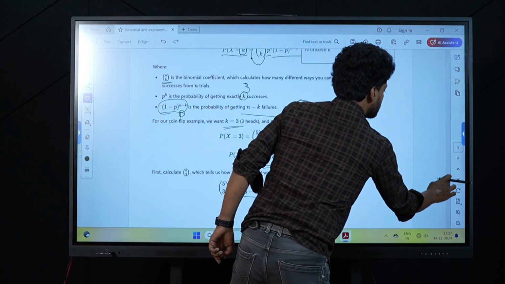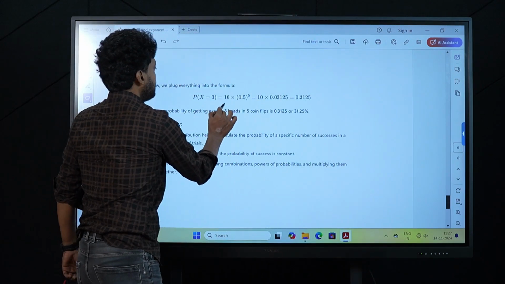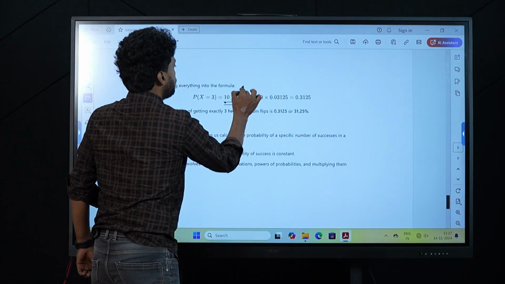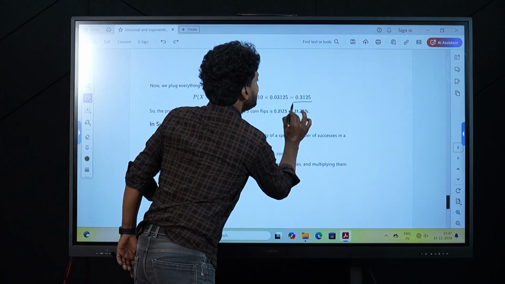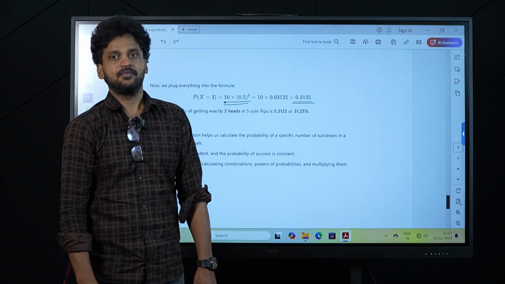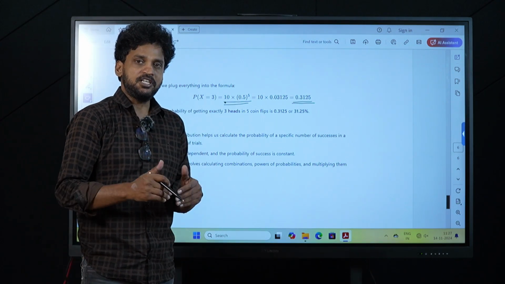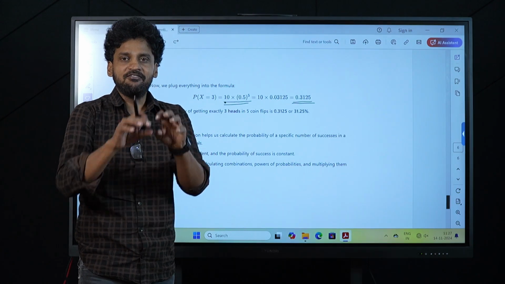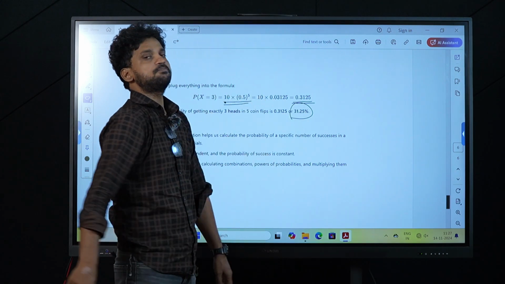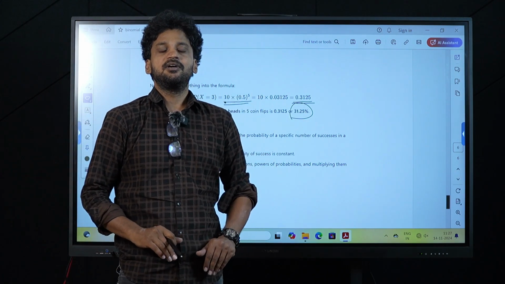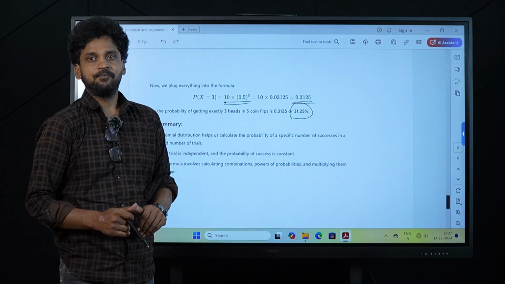When you substitute this, the total equation becomes 10 into 0.5 power 5, which is equal to 0.3125. That means the probability of getting 3 heads in 5 flips is 31%, 31.25% precisely. This is how binomial distribution is calculated. Thank you so much.